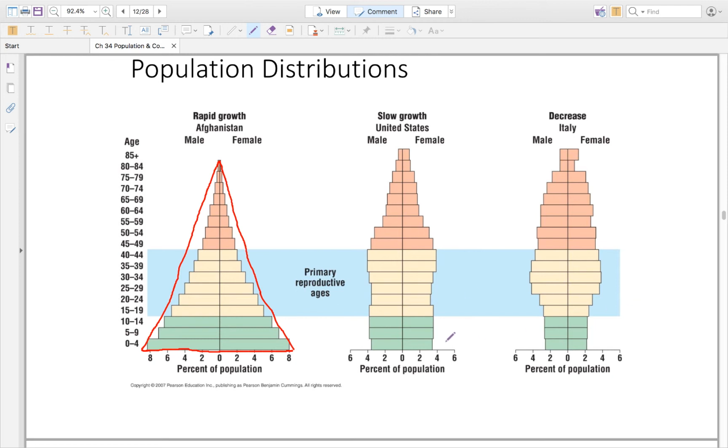Now, in a slow growing population, that means that people are having around 3 children. So 2 to replace the parents. Remember, to make a baby, you need 2 people. So 2 to replace the parents plus 1 more to add to the population. That is a slow growing population. And if you look at the sides, they are relatively straight. And that's how you identify this graph. This is a slow growing population.